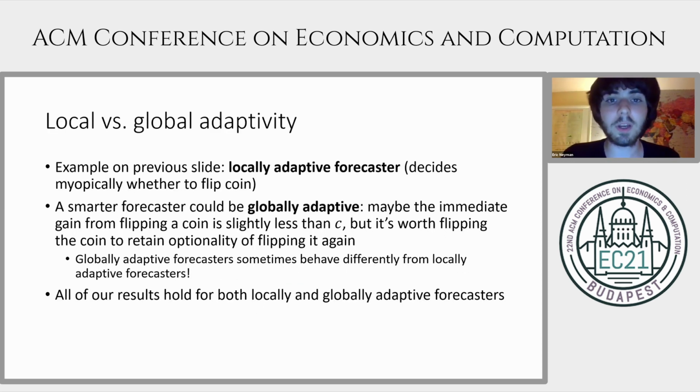I'll note that on the previous slide, I was thinking about a locally adaptive forecaster or a myopic forecaster who basically decides whether to flip a coin based on whether it is immediately worth it. You could imagine a globally adaptive forecaster who might sometimes choose to flip a coin even if it's not immediately worth it, to preserve the optionality of flipping it again in the future. All of our results hold for both locally and globally adaptive forecasters.